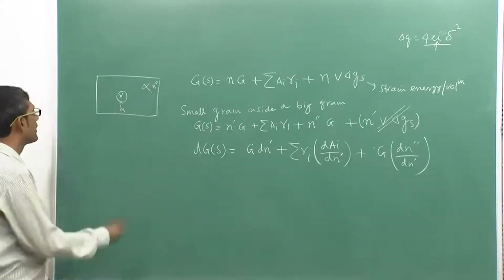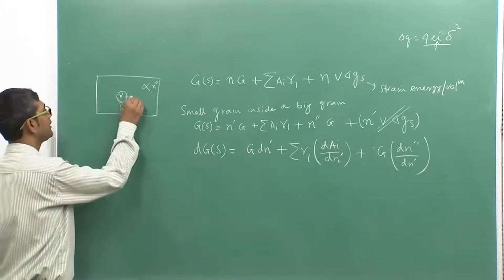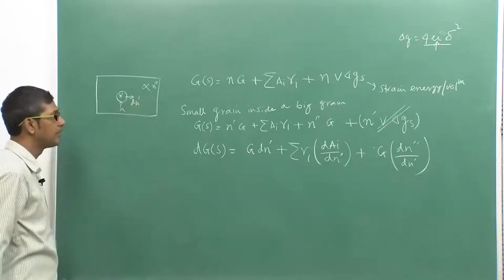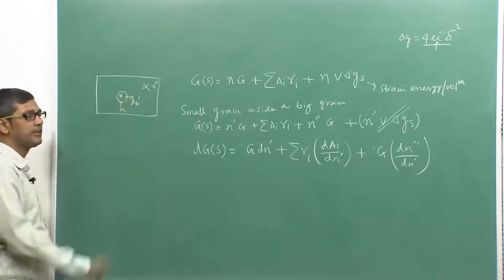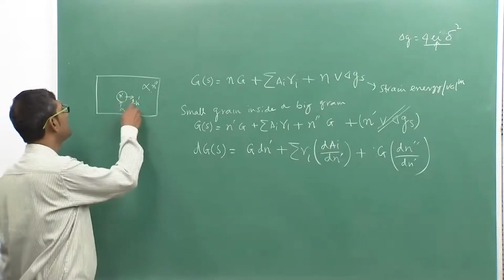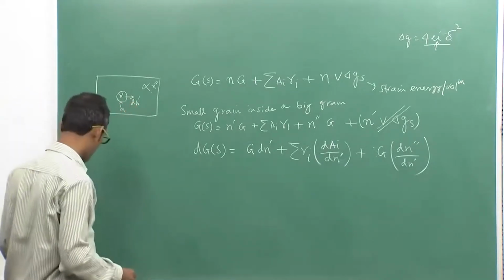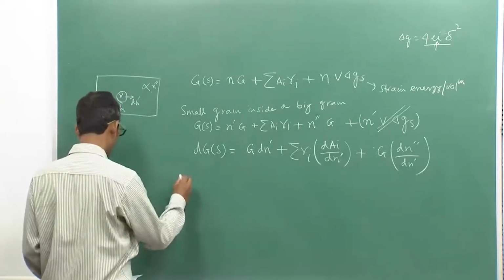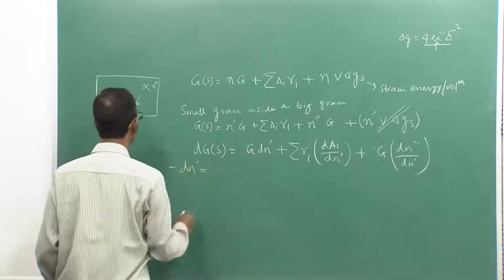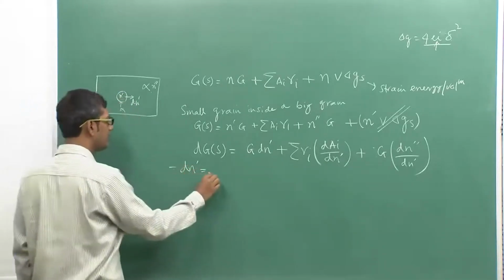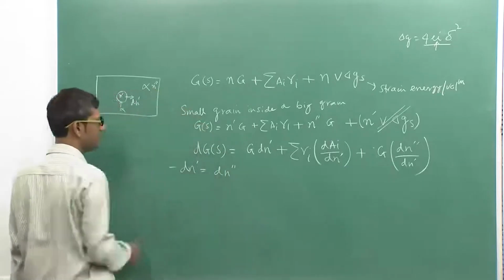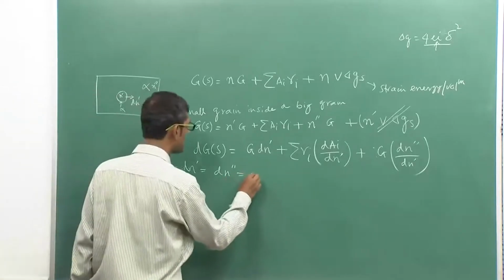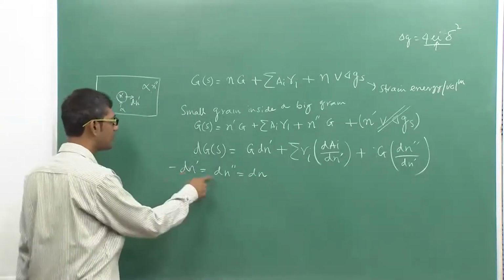Now, what can we do? Let us suppose we have a transformation happening in which some dn prime moles are getting transferred from the small grain to the big grain. What will happen then? If dn prime of these atoms are getting transferred from the small grain to the big grain, then obviously we can write minus dn prime, as dn prime is lost by this grain, and this will be gained by the big grain, because mass cannot be destroyed. Therefore, any loss from this will be gained by that, so let us suppose these are equal, because loss is equal to gain.